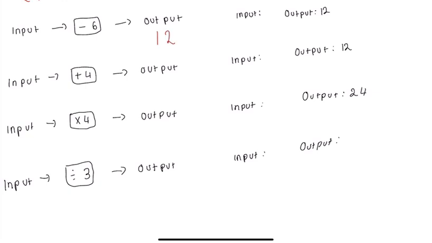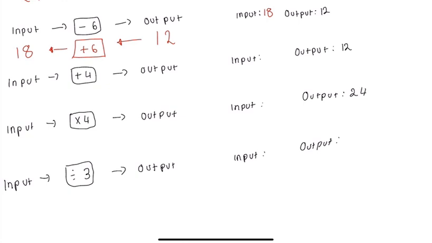If my output is 12, I've got to reverse what I was doing in the function machine. So the opposite when I go backwards of taking 6 away is to add 6. So that's going to give me 18. So my input would be 18. So you can see I'm reversing and working backwards through that function machine.